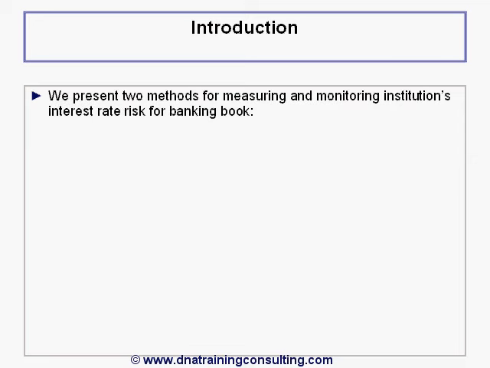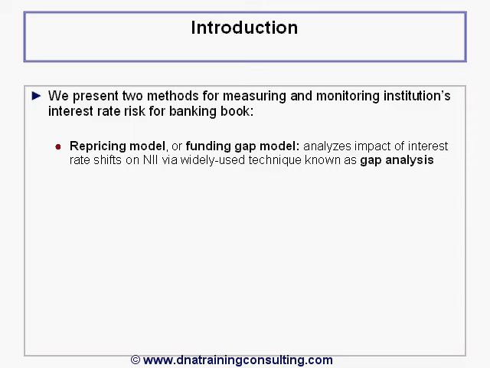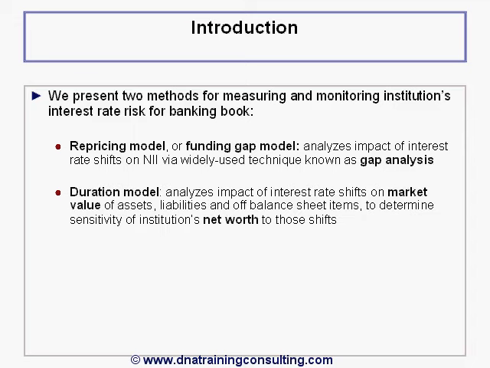We will be presenting in this module two methods for measuring and monitoring the institution's interest rate risk for the banking book. The repricing model, also called the funding gap model, which analyzes the impact of interest rate movements on NII via the widely used technique known as gap analysis, and the duration model, also called the market or economic value-based maturity model, which analyzes the impact of interest rate movements on the market value of assets, liabilities, and off-balance sheet items to determine ultimately the sensitivity of the institution's net worth to those movements.